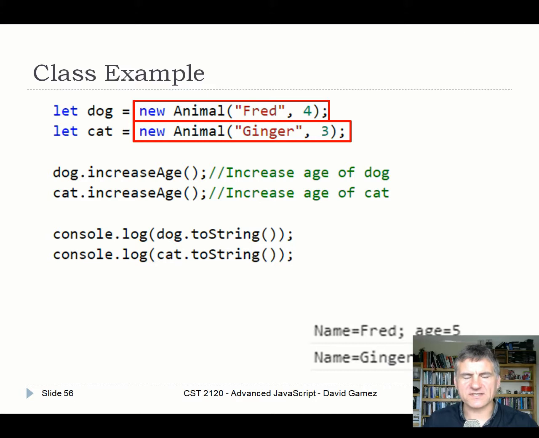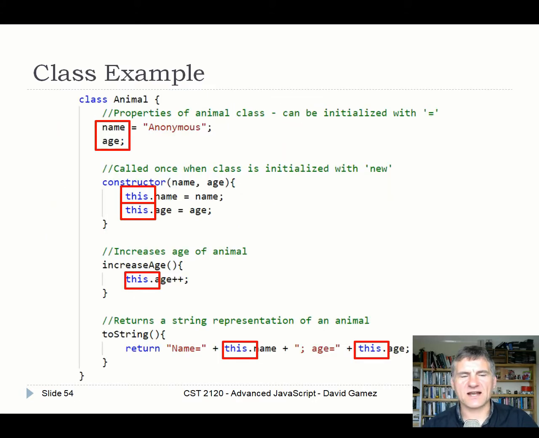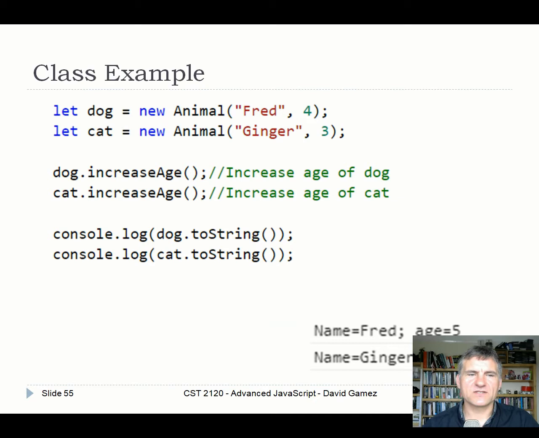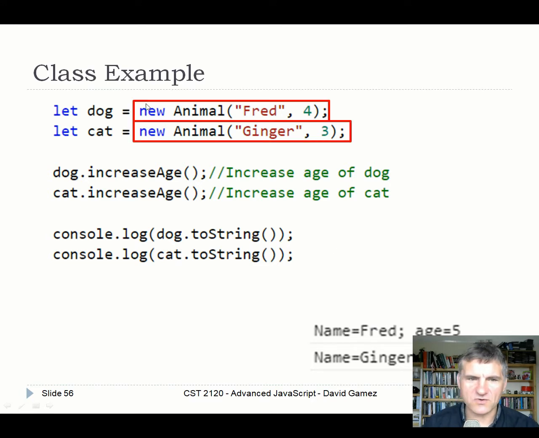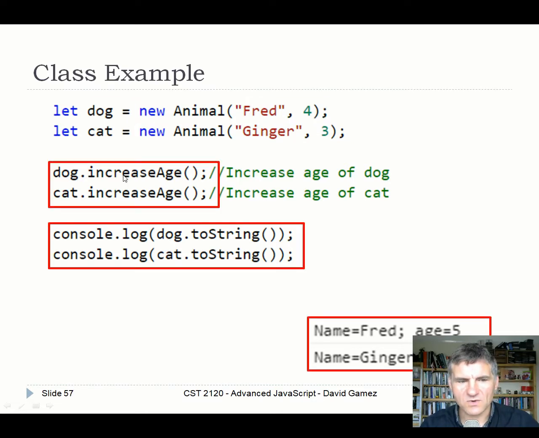To create a new instance of that class, so this is just a declaration of a type of object, if you like. To create an actual instance of that object, with the data that you can change and all that, we have to use the new keyword. This passes the name and the age into the constructor, which are then used to set up an animal object, and that's assigned into this variable dog. So we're creating two animal objects, which are being assigned to dog and cat. Once they exist, we can do things like increase age and log out the dog toString, that kind of stuff.